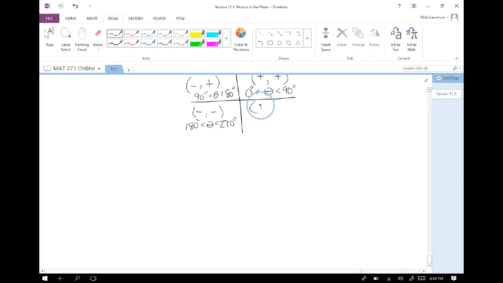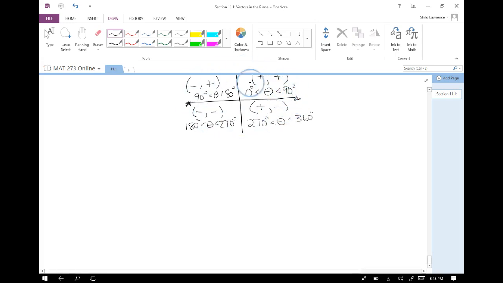And then for quadrant 4, we've got a positive x value, a negative y value, and angles in quadrant 4 range between 270 and 360. When you use tangent inverse on your calculator, it's going to give you a reference angle. It's going to tell you how far away you are from the closest piece of the x-axis. So it might give you an angle. If you know you're in quadrant 2 or quadrant 3, then it's telling you how far away from 180 you are. If you are in quadrant 1 or quadrant 4, then it's telling you how far away from 0 you are.